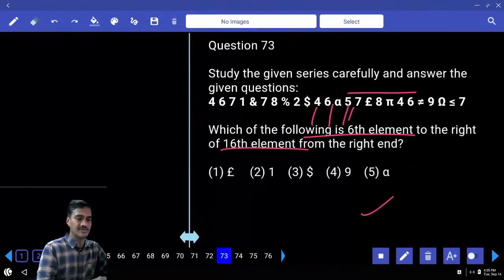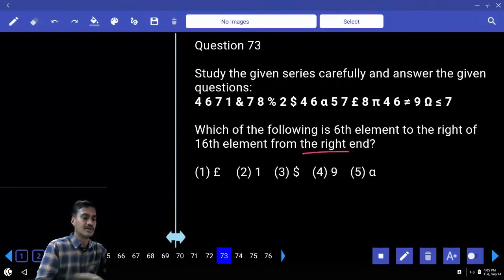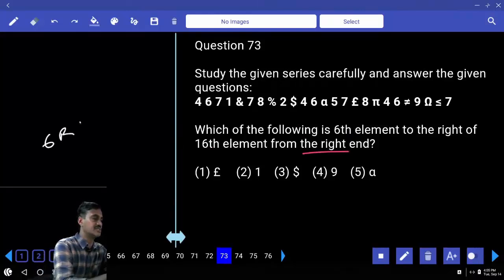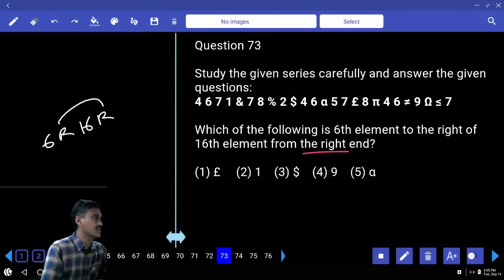Then 73 onwards, it is based on a sequence here. And which of the following is the 6th element to the right of the 16th element from the right? Now if you observe here, 6th right and 16th right. Now is the direction same or different? Same. Whenever the directions are same, then we need to subtract. Directions are same, we need to subtract.